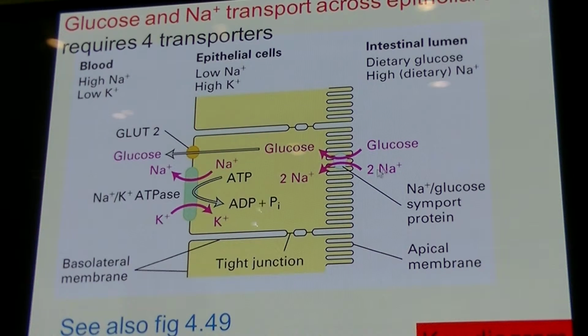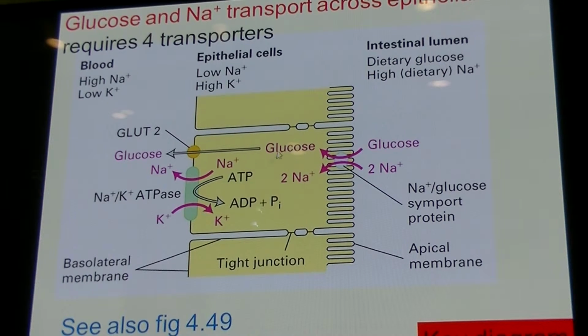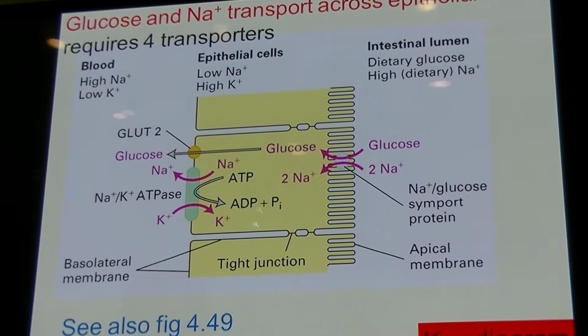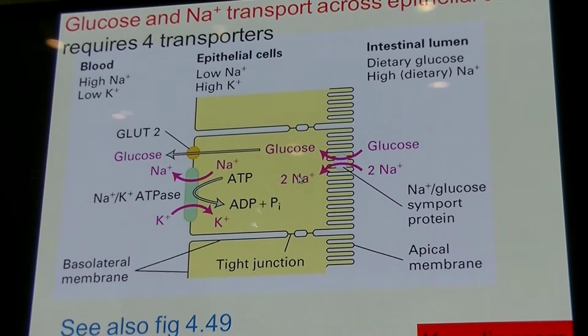2 sodium go in with every glucose. We'll see later why it is 2 sodium. For now, I want you to remember it. Remember, glucose is accumulating to a high concentration here. Actually, there's a pretty high concentration of glucose in the cell, something like 10,000 times higher than there is in the lumen. We need that glucose to accumulate in the cell because there's another transporter that takes it out down gradient. But let's first talk about this transporter here.